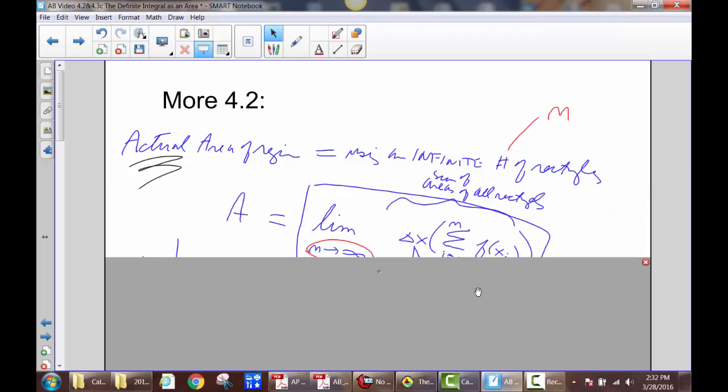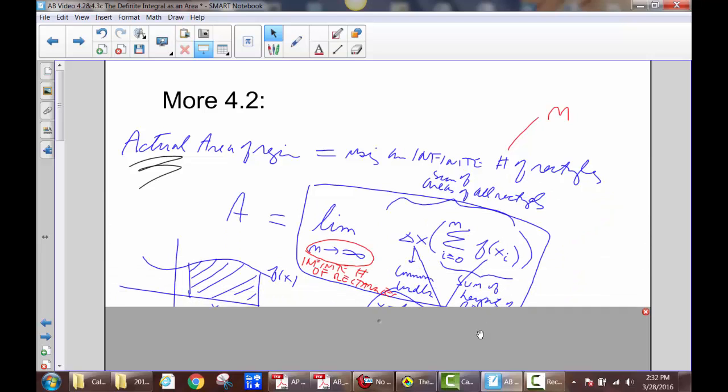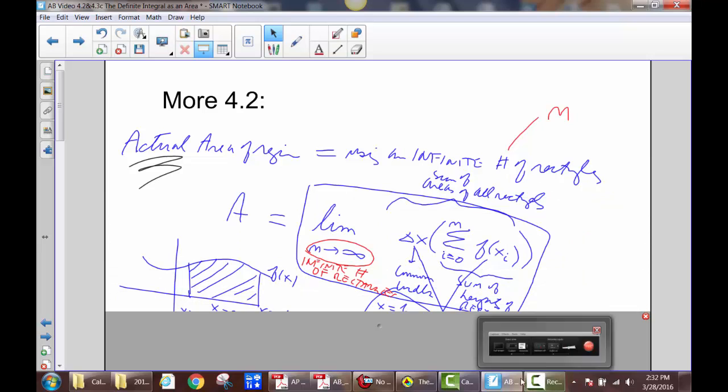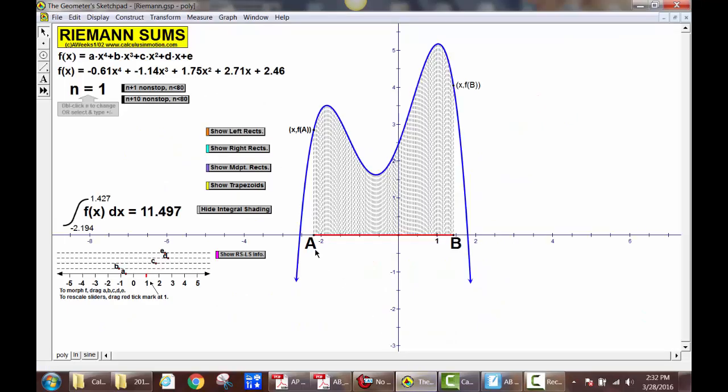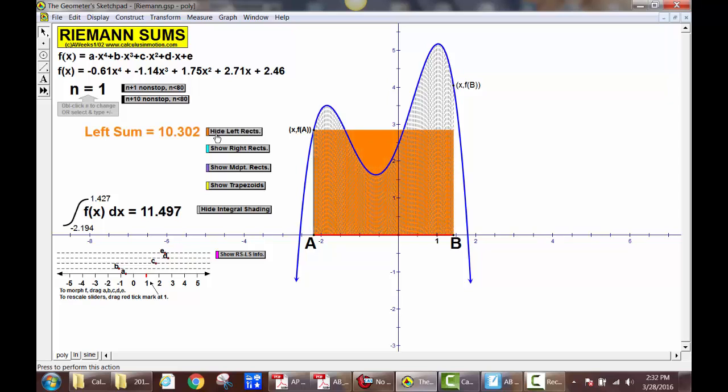What's going to happen is we're going to let those rectangles get skinnier and skinnier. And I wanted to show you that here. If you remember, we did this before. Let me do left endpoint, okay? So we're starting at 1. So there's one left endpoint rectangle. Notice there's a lot of underlap, a lot of stuff missing here, and there's a lot of extra stuff here.